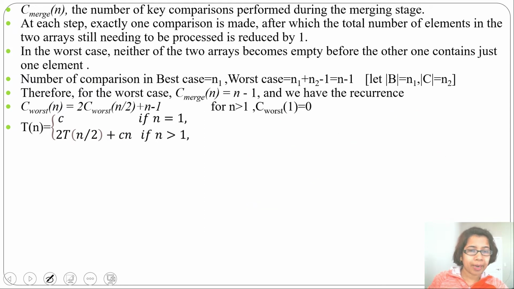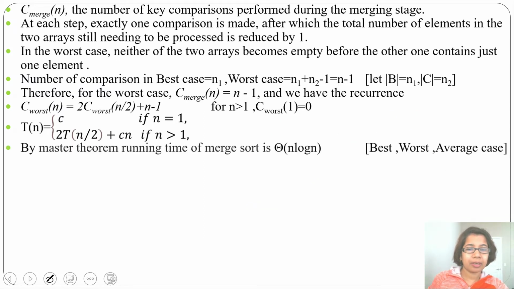You can also solve by back substitution or the recurrence tree method. Running time for merge sort is theta of n log n, in the worst case, best case and average case. As in the worst case the number of comparisons is n minus 1, and in the best case it is n1, or we can write n divided by 2 like this. So whether it is n divided by 2 or n minus 1, we can write simply constant multiplied by n. So in all cases, best, worst and average, running time is theta of n log n, as merging takes theta of n. Let's discuss space complexity.